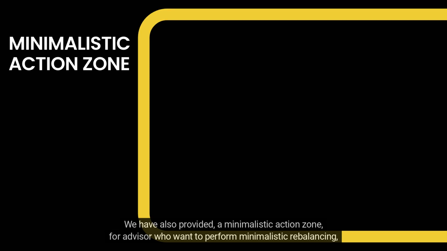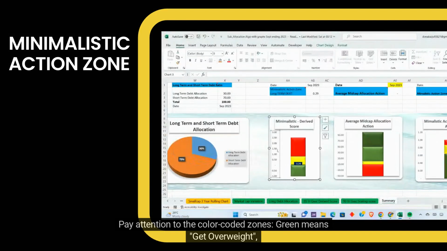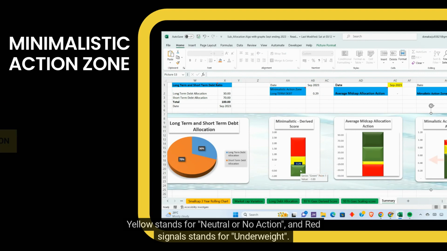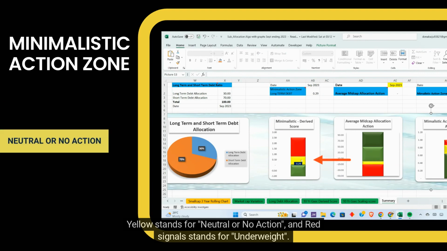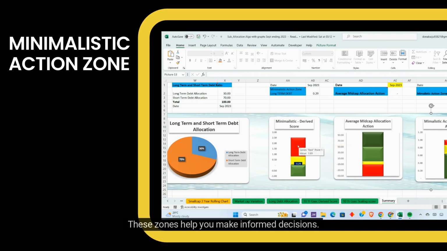We have also provided a minimalistic action zone for advisors who want to perform minimalistic rebalancing, plus want to reduce tax outgo. Pay attention to the color-coded zones. Green means get overweight. Yellow stands for neutral or no action, and red signal stands for underweight. These zones help you make informed decisions.